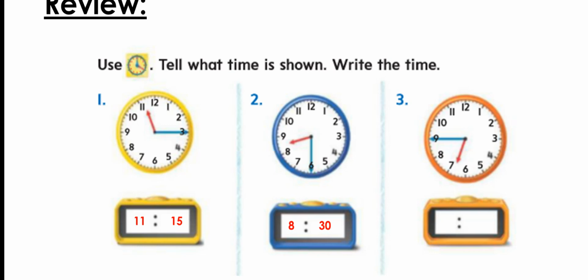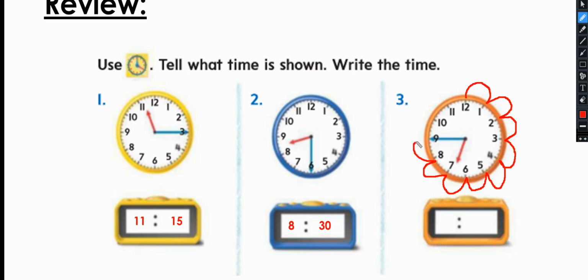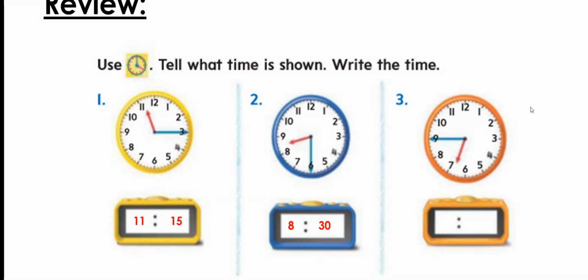And for number 3, look at the minute hand, it is on 9. So it means 3/4, or we can skip count and see how many minutes. 5, 10, 15, 20, 25, 30, 35, 40, 45. So it's 45 minutes. What about the hour? It's near the 7, but it did not touch it yet, so it's still on the 6. So the time here is 6:45 or 6:45.